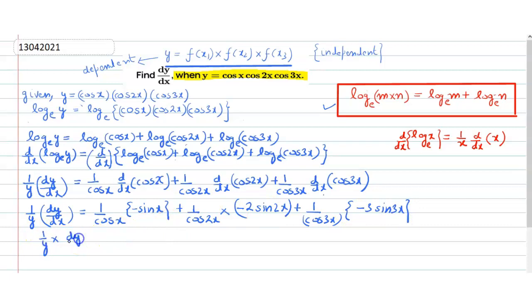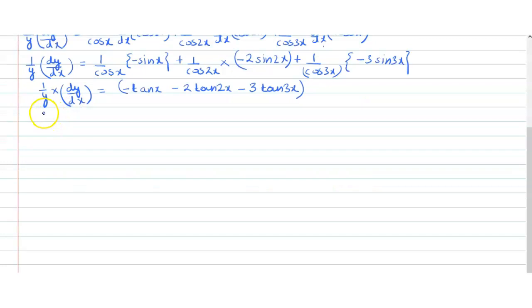So again, 1 by y multiplied by dy by dx will be equal to: sin by cos is tan x, so minus tan x, minus 2 is already here, so 2 sin 2x upon cos 2x is tan 2x, minus 3 is already here, so we write 3 as it is, sin 3x upon cos 3x is tan 3x. We'll keep it in a bracket. Now we'll be finding the value of dy by dx.